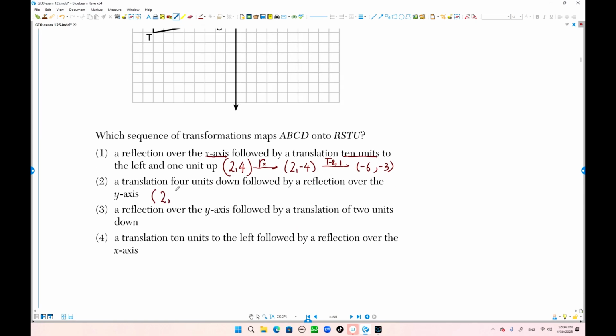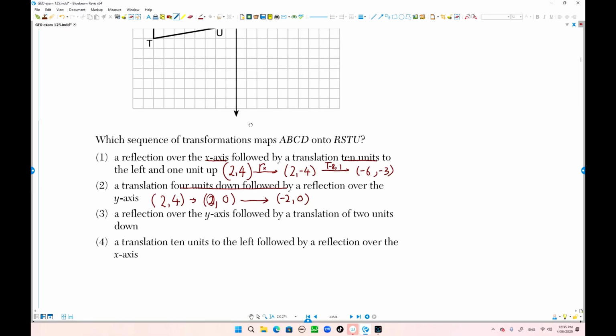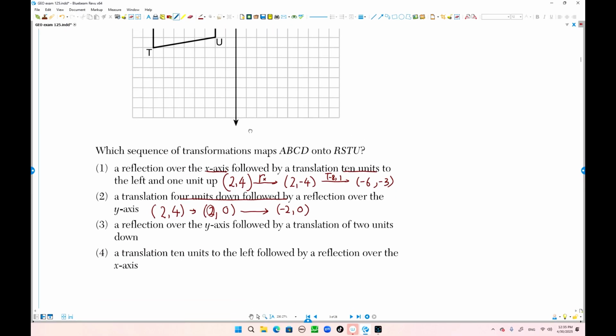Now we can try the second one. Restart with 2 and 4. Translate 4 units down: 4 minus 4, right? X doesn't change, y is 0. Then reflection over the y-axis: x becomes negative, right? So negative 2 and 0. That is the corresponding point. Negative 2, 0, that's true, right? Yeah, option 2 is the answer.